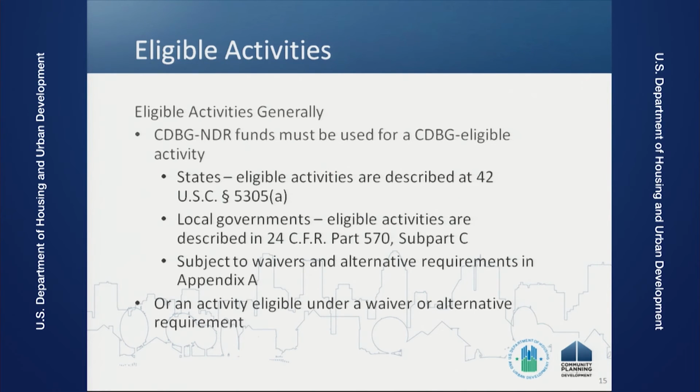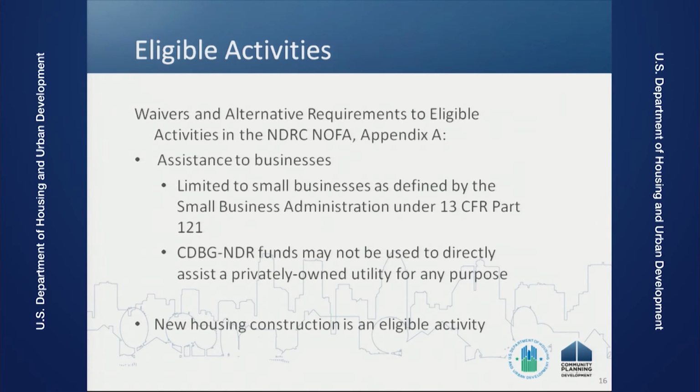These general categories of eligible activities are, however, subject to waivers and alternative requirements that have been published in Appendix A of the NDRC NOFA. And additionally, applicants can seek eligibility waivers through HUD, which we'll touch on a little later. But first, we'll take a look at waivers and alternative requirements to eligible activities that can be found in Appendix A of the NDRC NOFA.